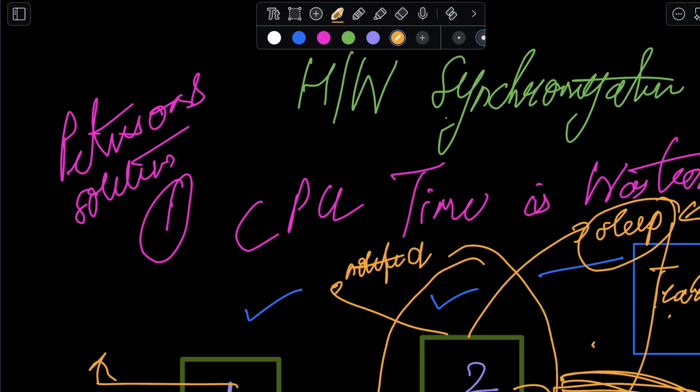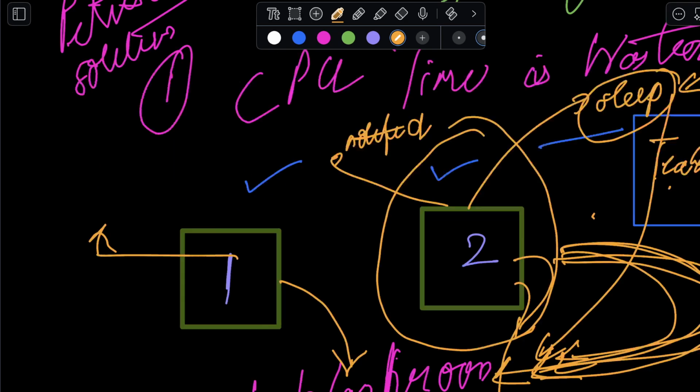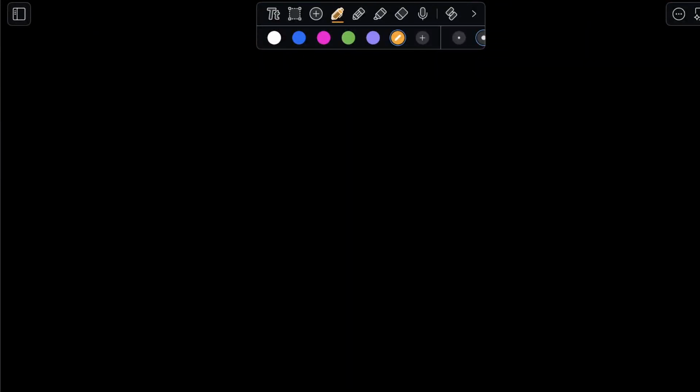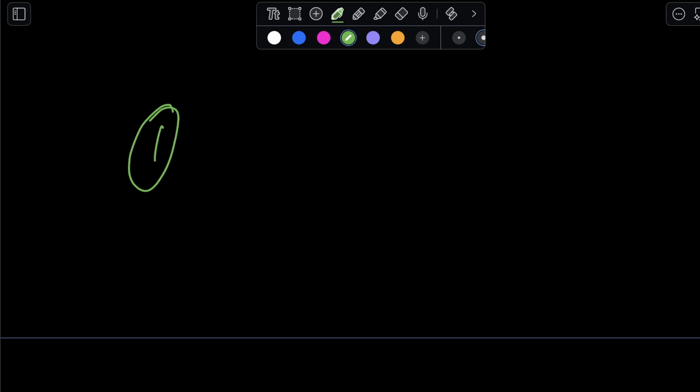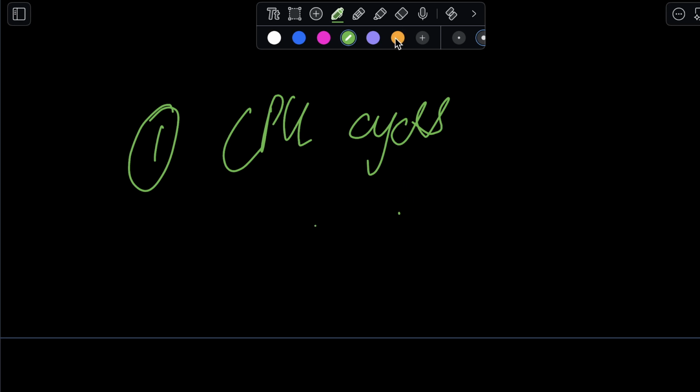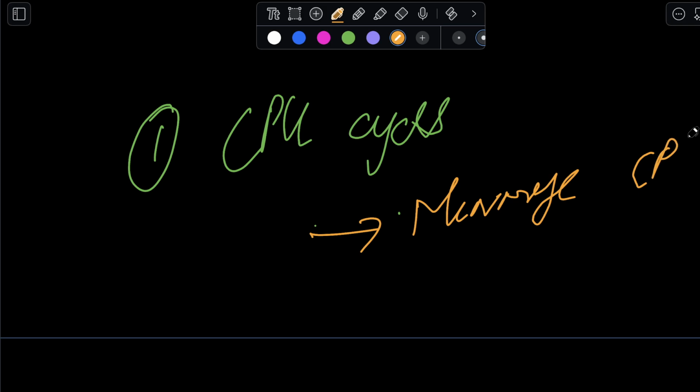Further taking that analogy, the washroom can be the shared resource, right? So basically, the first thing Peterson's solution does is waste CPU cycles. We want to minimize this. So our goal is to minimize CPU cycles.